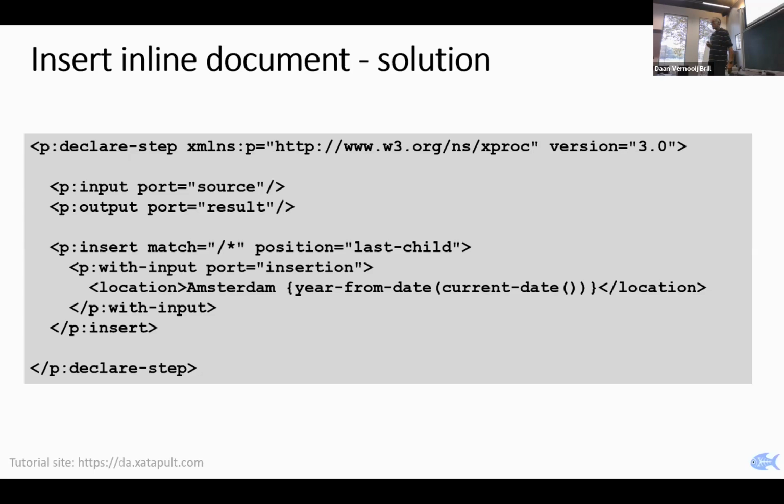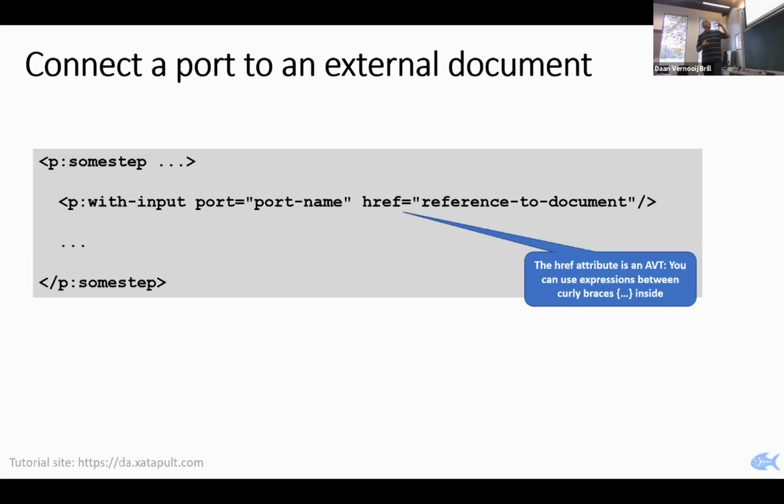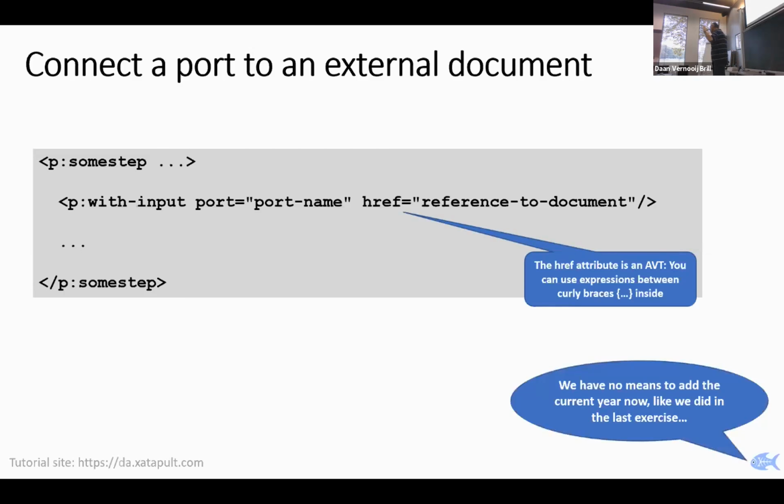Okay, a very common thing that you probably do a lot is connect a port to an external document, to a document on disk or on the web. It all depends on the protocol you put in front of the URL there. You do that by placing an href attribute on the p:with-input. So you say href is a reference to a document.